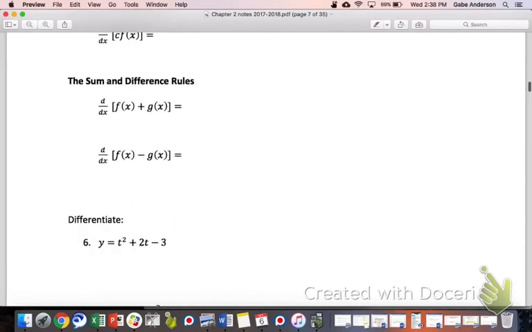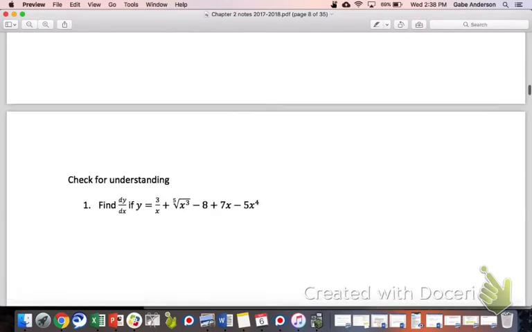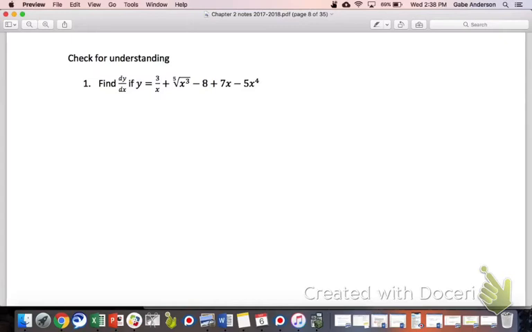There's the constant multiple rule, ideas about sums and differences, and then that little check for understanding you can see right there.